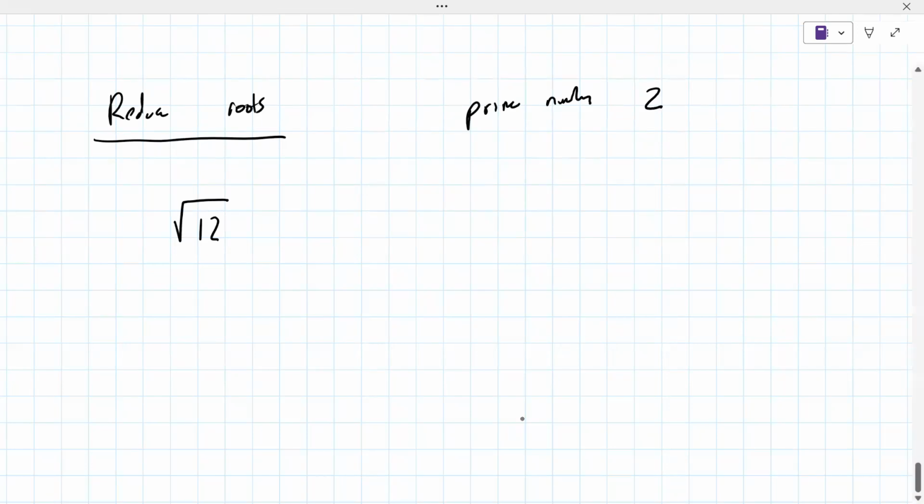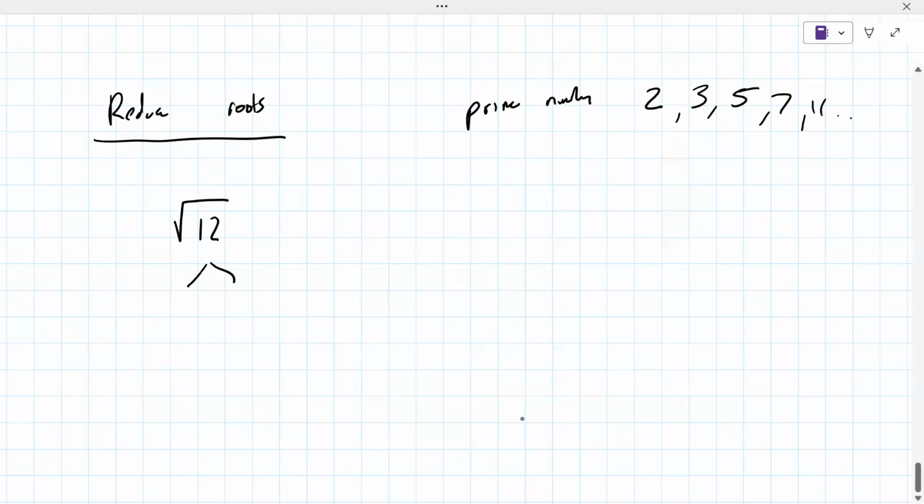Is it 2? Give me a couple more. Three, good. 5, 7, 11, 13, 17, good. We won't need to go much past five, at least for what we're doing. So you always start with two.